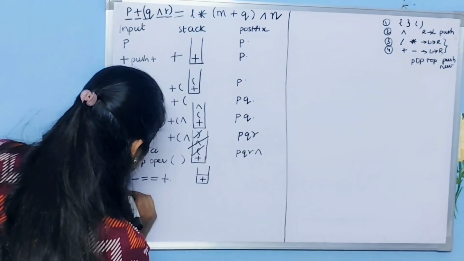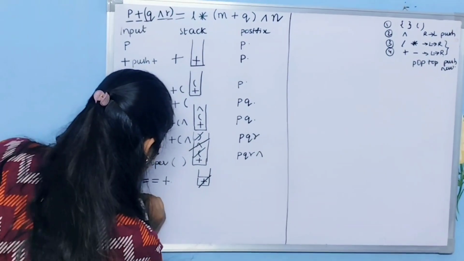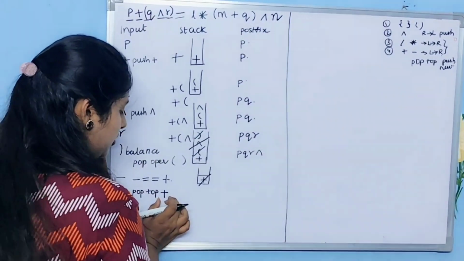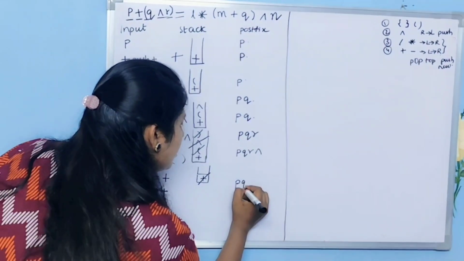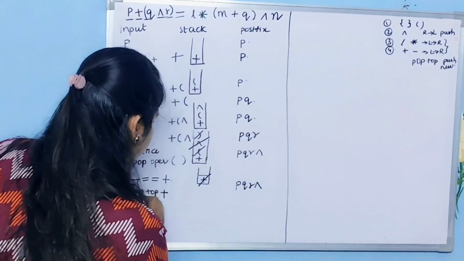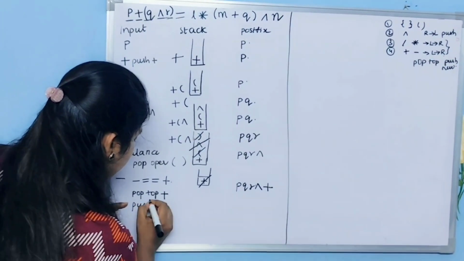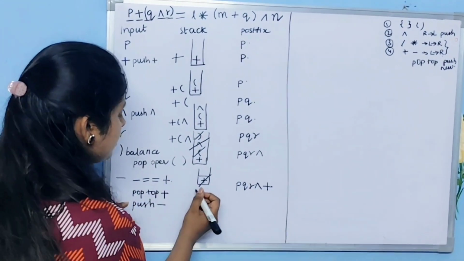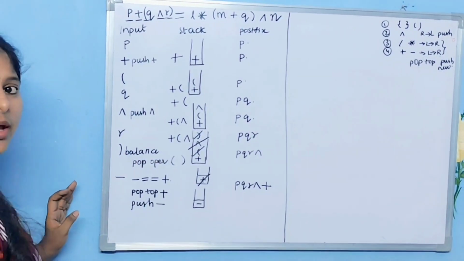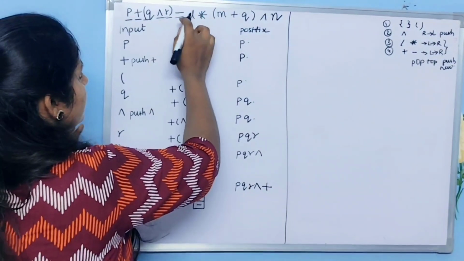What is the top element? Plus, pop the top, that is plus. Okay. Whichever you have popped, you will write in the postfix expression. Plus. P, Q, R, cap. What is popped? Plus, and push the new operator, that is minus. So like this. Okay. After this, what is my next expression after minus?